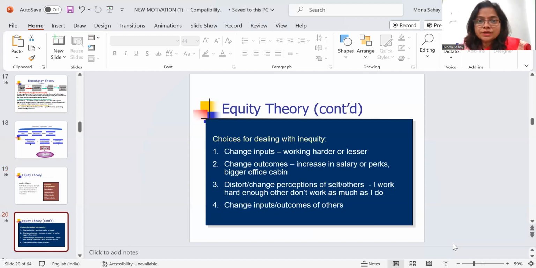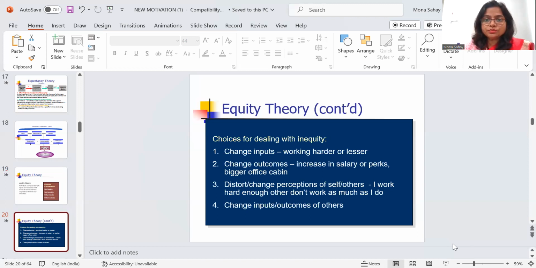So we can see in the next slide, choices for dealing with inequity. What are these choices? Change inputs, that is working harder or lesser. So when they think that they are getting more than others, they are working harder. And when they think they are getting lesser than others, then out of frustration, anger, dissatisfaction, and demotivation, they will tend to work lesser.